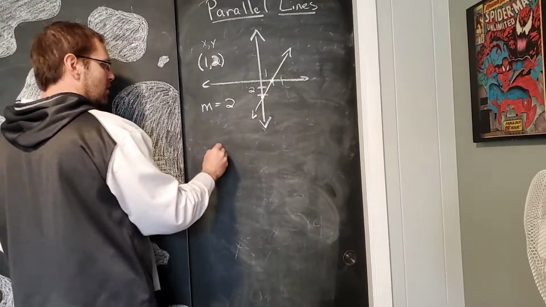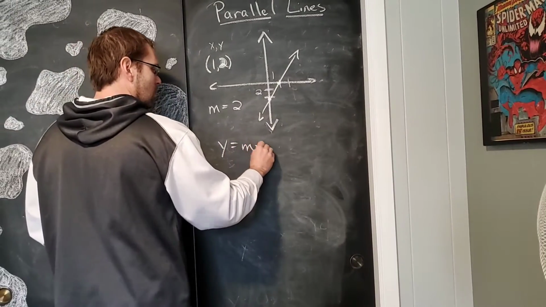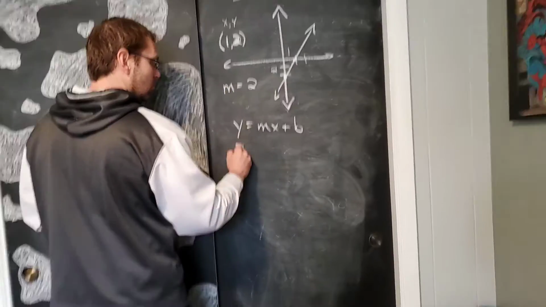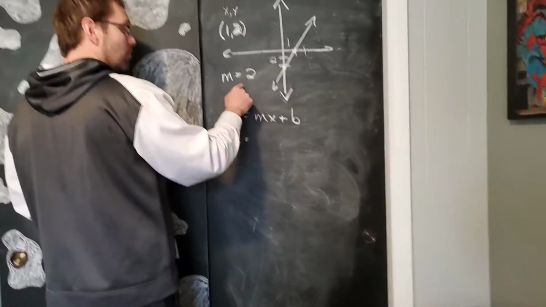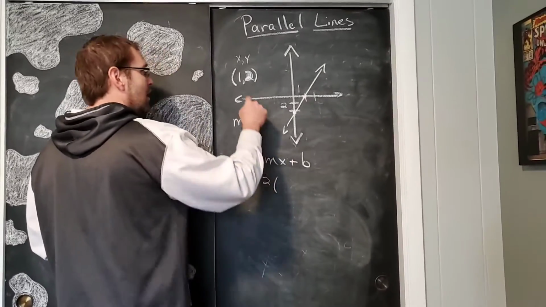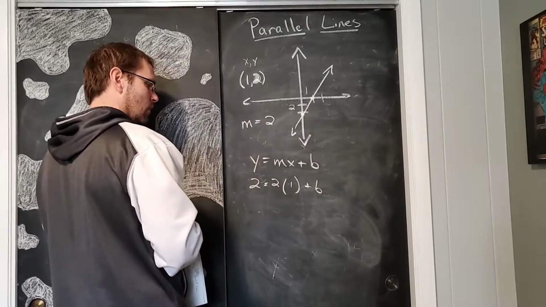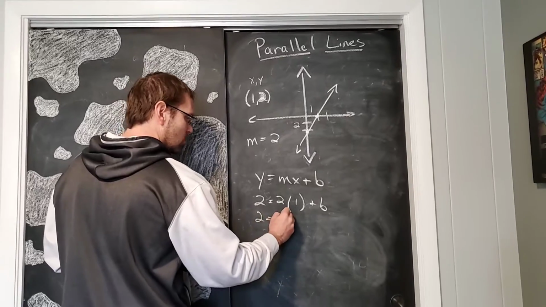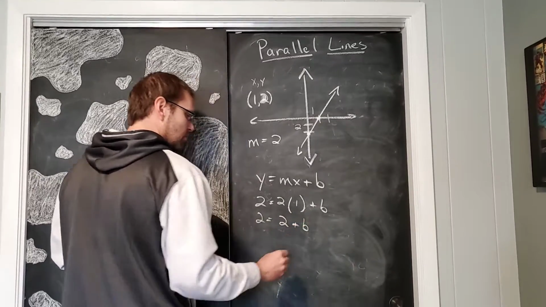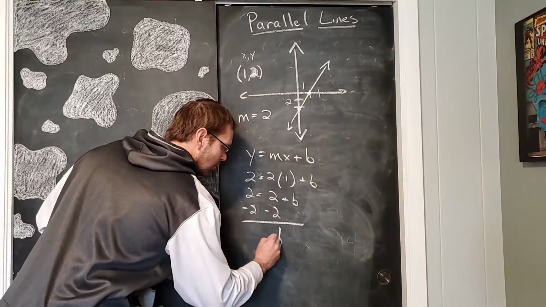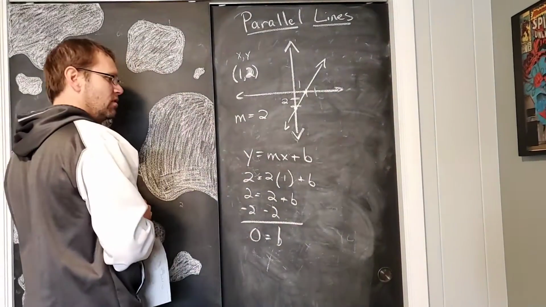So here we go. I'm going to say y equals mx plus b. Y for this problem is 2 equals m is also 2 times x is 1 plus b. So I'm going to do this problem. 2 equals 2 times 1 is 2 plus b, minus 2, minus 2. So b for this problem is actually 0. B is 0.